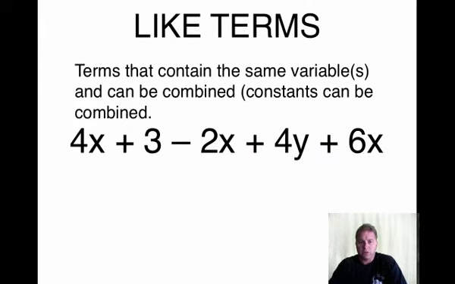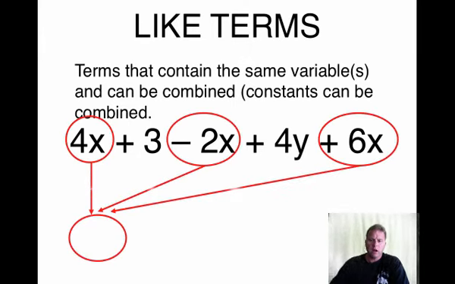Now, like terms. Those are terms that contain the same variable or variables and can be combined. Constants can be combined. So let's look for like terms here. What do we see that looks alike? They have to have the same letter or variable. So what do you see that looks alike? Well, all of those have x's.